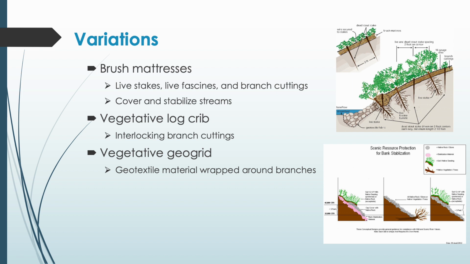The goal of these variations of stream bank protections is to cover and stabilize the streams. That's even true with the vegetative log crib. I don't have a picture of that, but that's interlocking branch cuttings that are used to stabilize. And then also vegetative grid, which is a geotextile material wrapped around those branches. I guess that would add more support to the branches to help stabilize and cover.